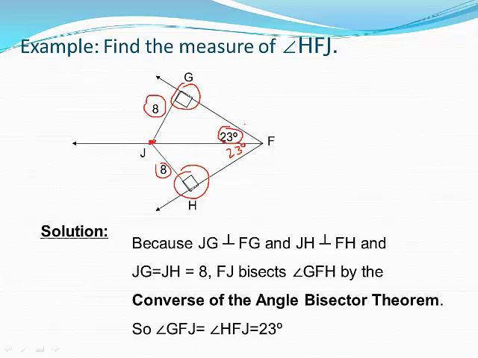This is it in words: JG is perpendicular to FG, and JH is perpendicular to FH. We know that segment JG is equal to segment JH, with a length of 8. We also know that FJ bisects angle GFH by the converse, because we knew the perpendicular distances and segments first. That's why it's the converse. Once we know that, your angle is bisected, so it's 23 degrees.